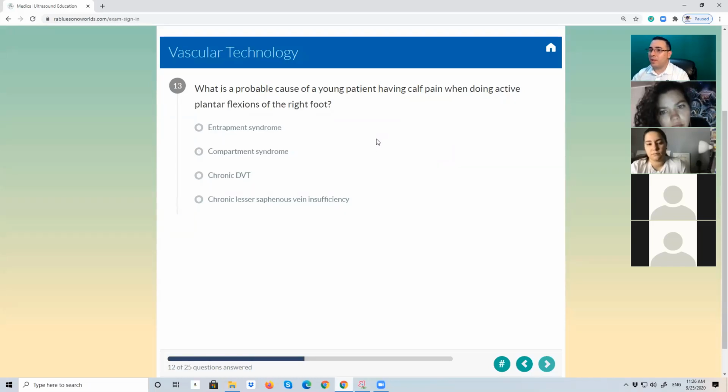And remember, for the compartment, the treatment of election is which one? It's an emergency, let me tell you. It's a fasciotomy. Fasciotomy, perfect, that's the one. All right, entrapment in here, very good.